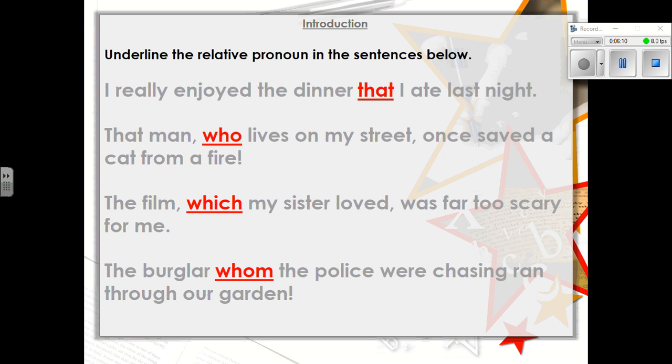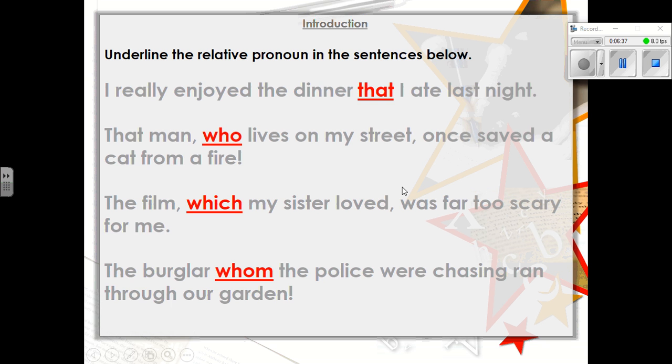Okay, of course, here they are. So we're going to focus mainly on this first one here. So I really enjoyed the dinner that I ate last night. So obviously that is our relative pronoun. However, if we removed the word that, if we omitted the word that and read the sentence again, would it still make sense? Should we have a go? I really enjoyed the dinner I ate last night. Okay, it makes perfect sense on its own. So we could omit or remove the word that and the sentence still makes sense.